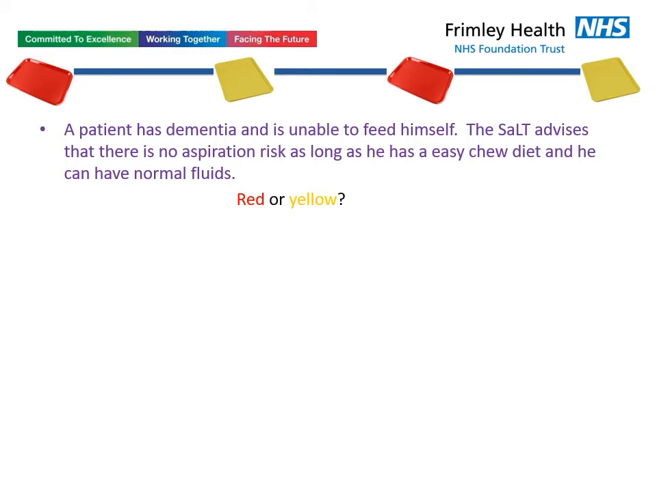So the next part is just asking you some questions about which tray colour the patient would need in these scenarios. So a patient has dementia and is unable to feed himself. The speech and language therapist advises that there's no aspiration risk as long as he has an easy chew diet and can have normal fluids. So does this patient need a red or a yellow tray? I'll just give you a few seconds to jot down an answer.